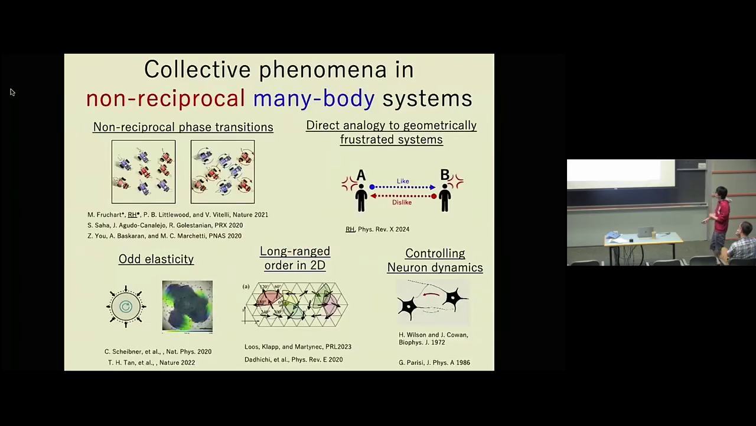In addition to that, there are many collective phenomena that can happen in non-reciprocal systems, such as elasticity and long-range order in 2D, which I believe Sarah will at least briefly talk about. And going further back, there has been interest in understanding the role of non-reciprocity in controlling neural dynamics.